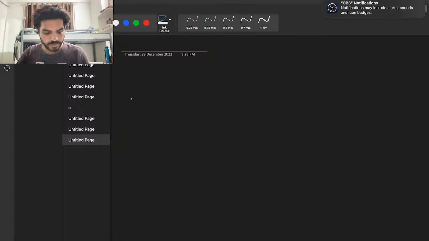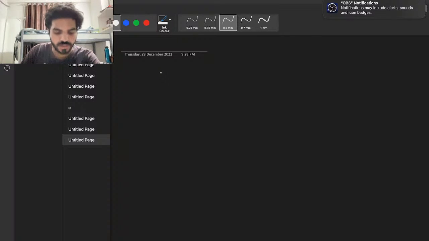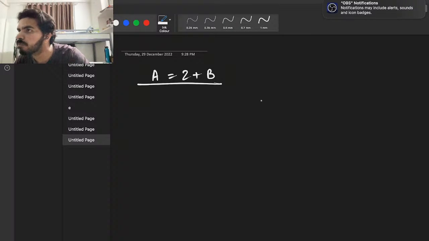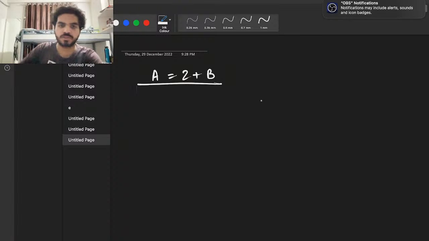So one more question, which includes ages, but this time three people are there. A is 2 years older than B. Okay, fun question. Who is twice as old as C? After this question, I'll tell. A is equal to 2 plus B. So B is twice as old as C. So B is equal to 2 times C.